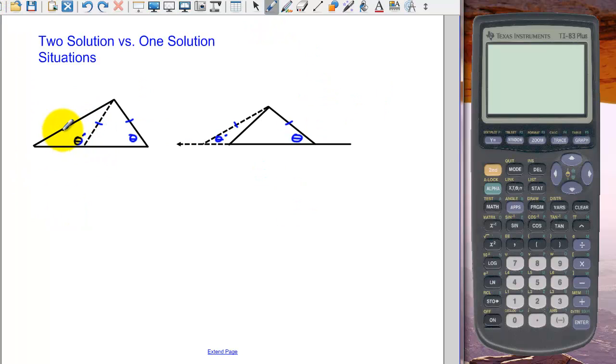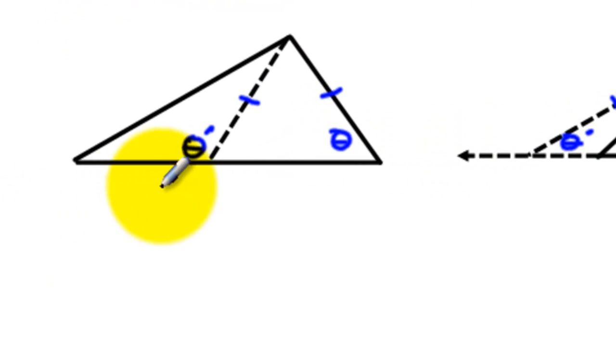So again, the only time we have the chance of two solutions is when our given angle is an acute angle. So I've drawn the two solution situation and the one solution situation. Remember, this is too long, so that when we pivot this angle here, it goes outside. What I'm interested in here is looking at our two solutions. So this is our first solution, theta, and our second solution, theta prime. Let's look at the relationship between these two angles.